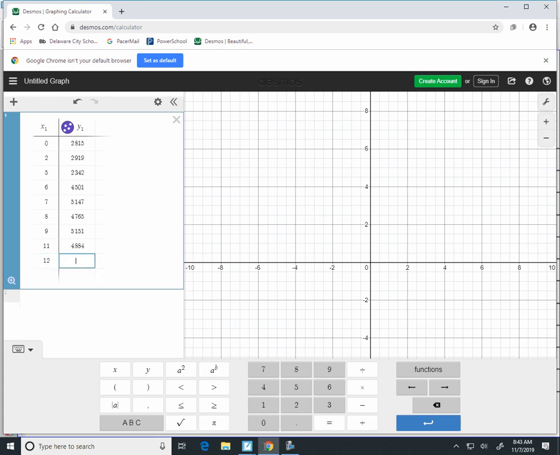So that's why if we're going to use a line to model this, we're probably only going to use a small number of years.